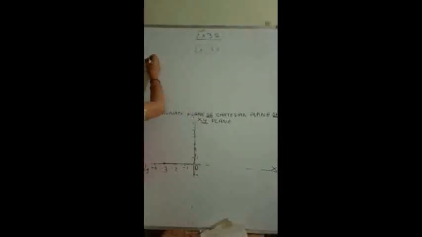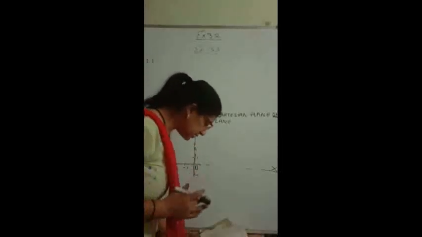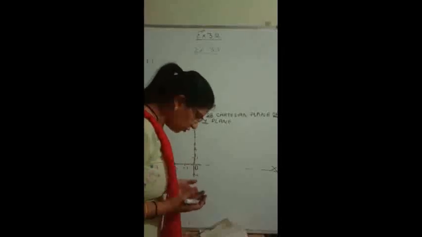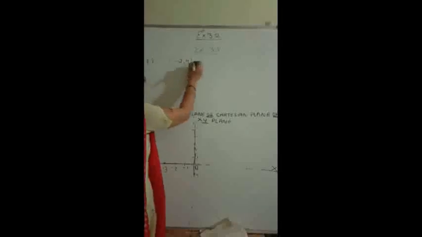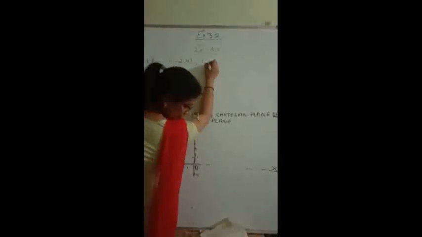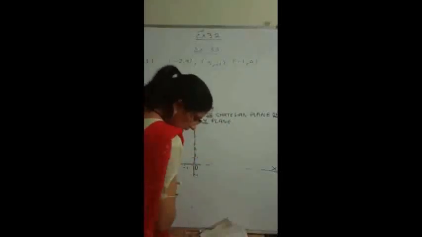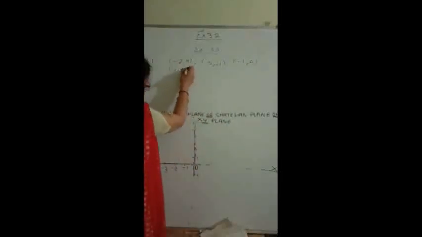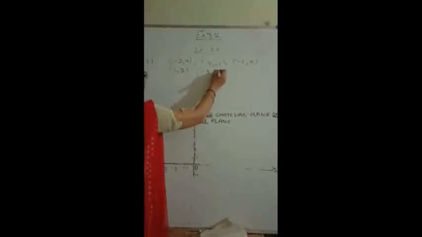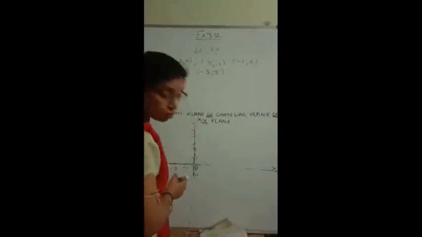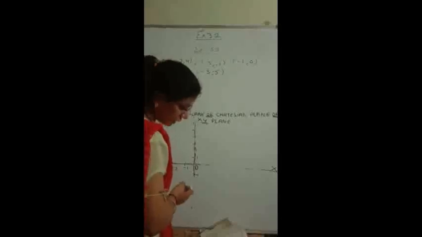Question number 1. What is the question? In which quadrant or on which axis do the following points lie: minus 2 comma 4, then 3 comma minus 1, minus 1 comma 0, 1 comma 2 and minus 3 comma minus 5. So in which quadrant will these points be? Verify your answer by locating them on a Cartesian plane.